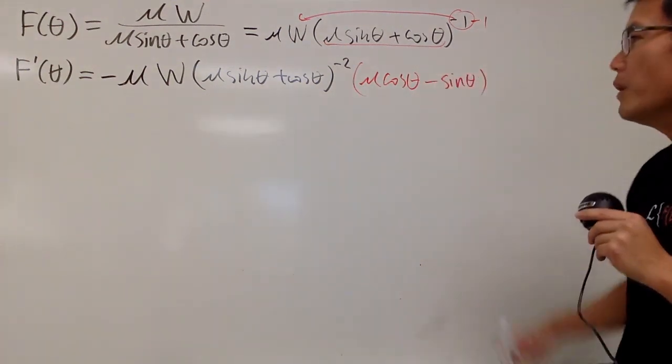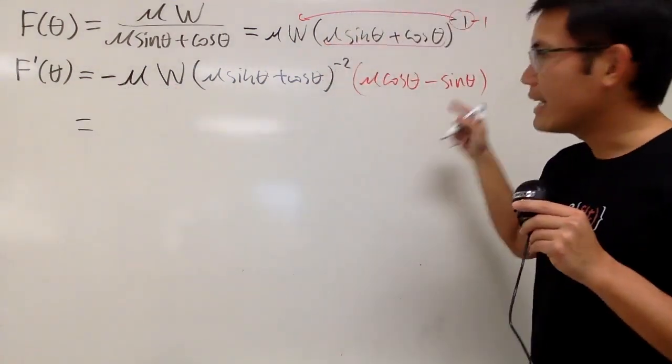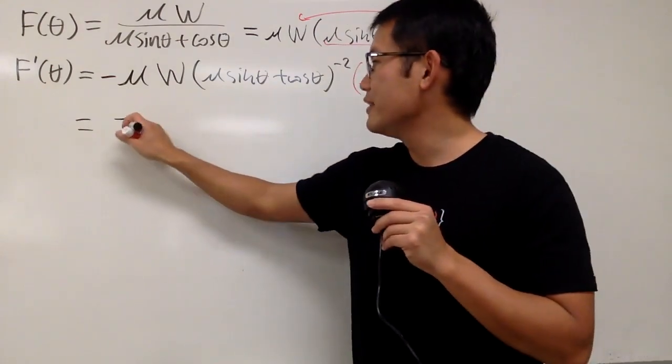Okay? Well, before I set this equal to 0, let me just clean this up a little bit. This and that will be on the top, right? So here we have negative mu.